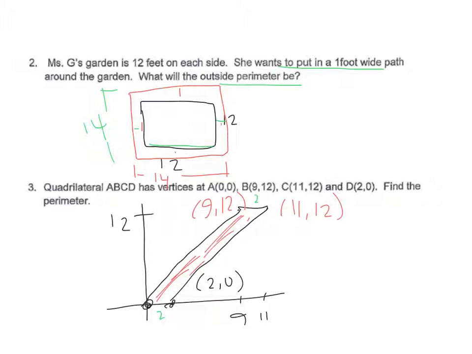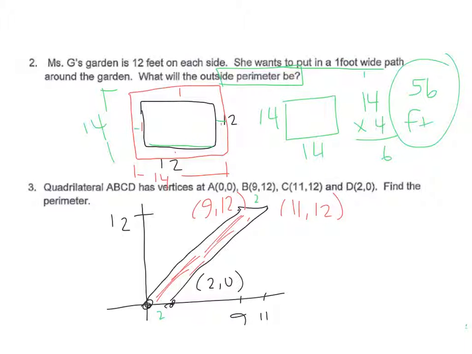But the question is, what will the perimeter be? So this is a rectangle that's 14 by 14. Actually it's a square, it's 14 by 14. So we're going to multiply 14 times 4. 4 times 4 is 16. Carry the 1, it's 56 feet. Those are my units, 56 feet.